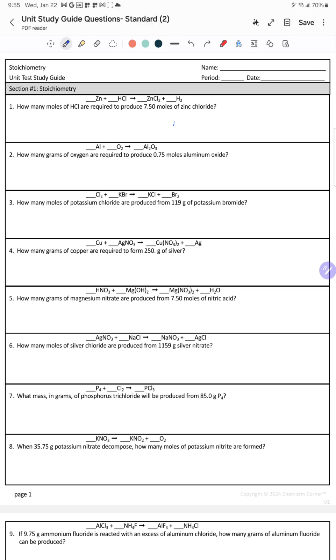So first off, number one says: how many moles of HCl are required to produce 7.5 moles of zinc chloride? So what's happening is I am looking for how many moles of hydrochloric acid I need, starting from 7.50 moles of zinc chloride. So this is what I am looking for.